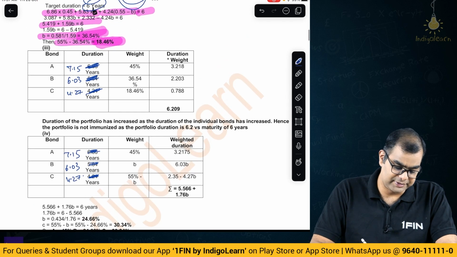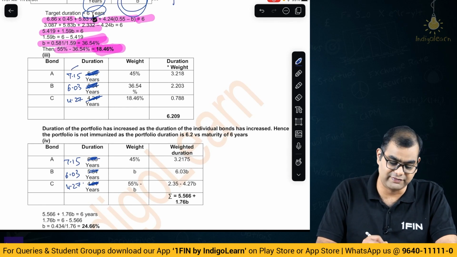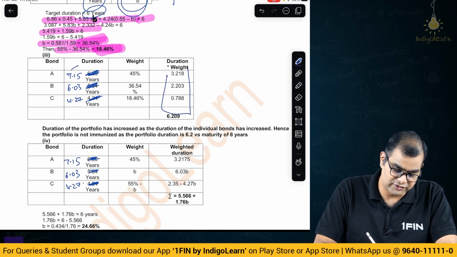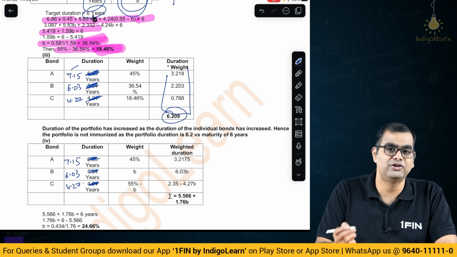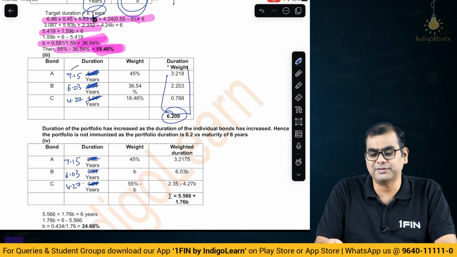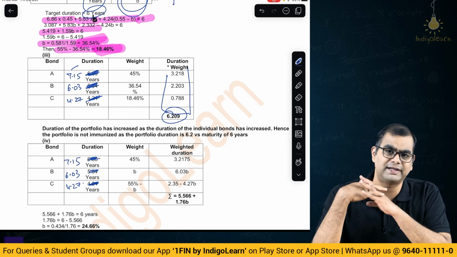So, what basically happens is, you've taken the revised duration, multiplied by the existing weights, you get a weighted average duration which is 6.20 years. Now, this 6.20 is greater than your 6, right? So, is the portfolio immunized? Portfolio is not immunized.